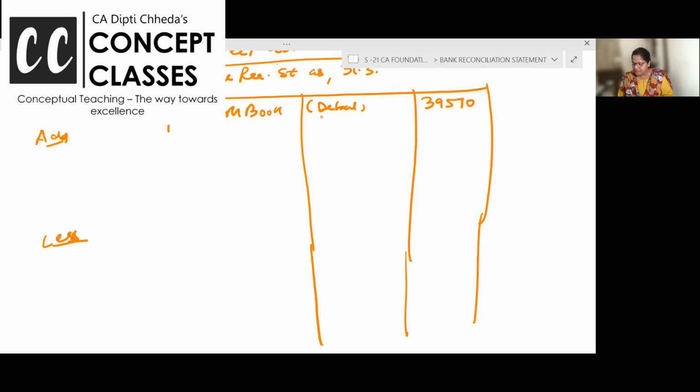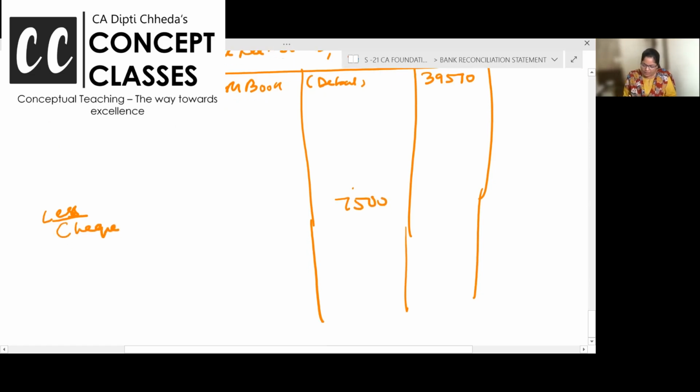So less 7,500. Check deposited but not cleared. You've deposited the check, but it's not cleared.